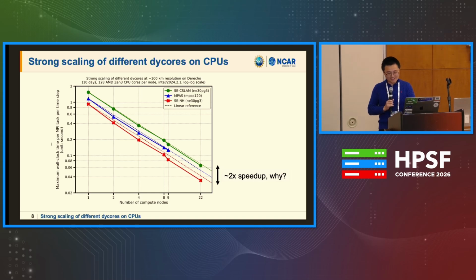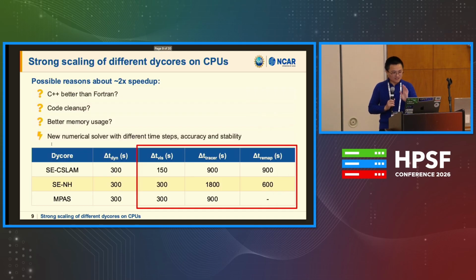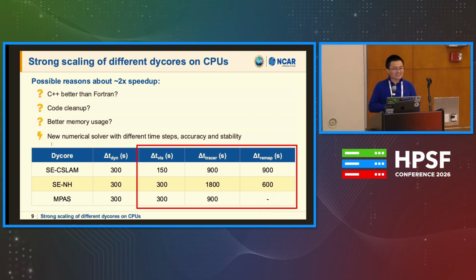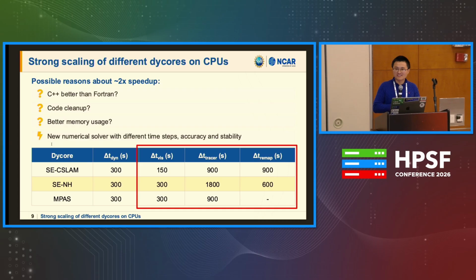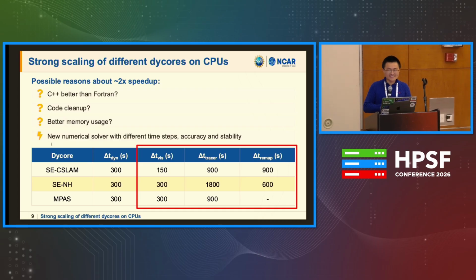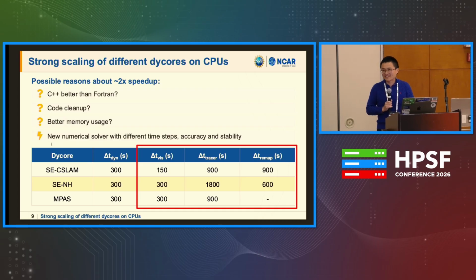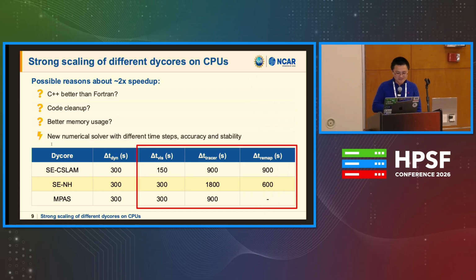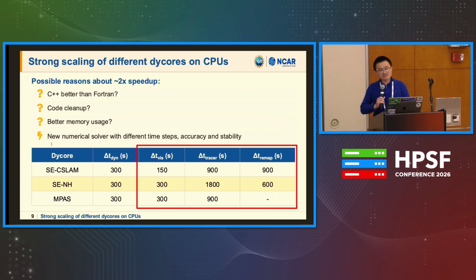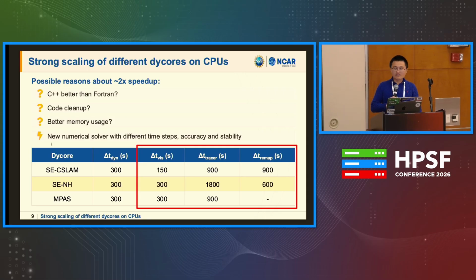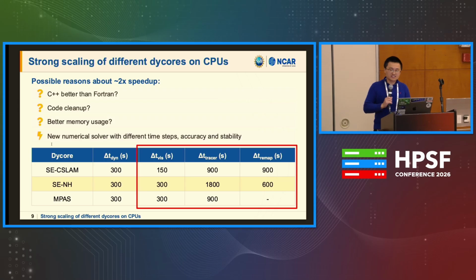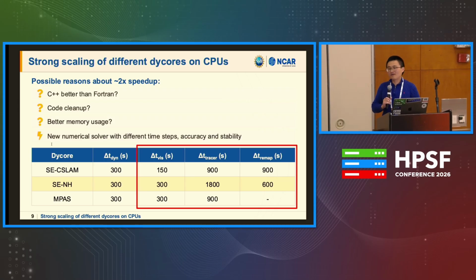So the naive question here will be, why? And you can probably find tons of reasons to explain the 2 times speedup. First of all, I think most people here program in C++, so you can easily argue, well, C++ is better than Fortran, that's why you see the performance improvement. And also you can say, oh, when DOE wrote their dycore, they probably did a lot of code cleanup. They may allocate the memory more efficiently, and use it more efficiently. Actually, they are all possible reasons, and they did happen during the design.